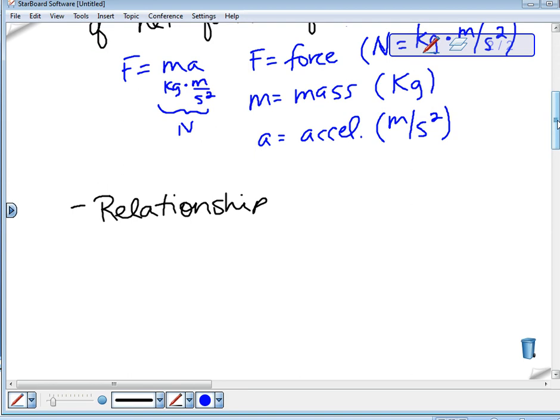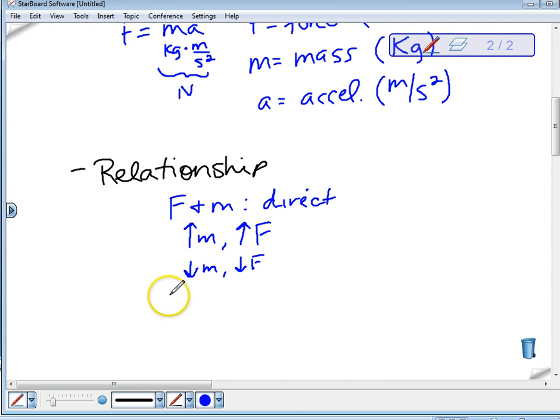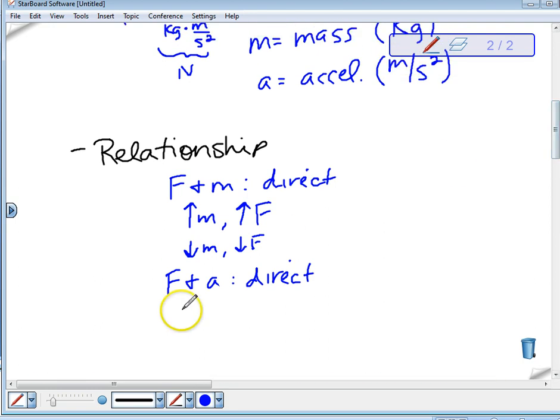This equation helps us to understand the relationships between force, mass, and acceleration. Force and mass have a direct relationship, meaning the greater your mass, the greater force you're going to have to use if you want to move that object with the same amount of acceleration. On the other hand, if you have a smaller mass, then you can use a smaller force and still get the same amount of acceleration. Force and acceleration also have a direct relationship, meaning that if I have a large force, then I'm going to accelerate that object faster. If my force is smaller, then my acceleration will be smaller.